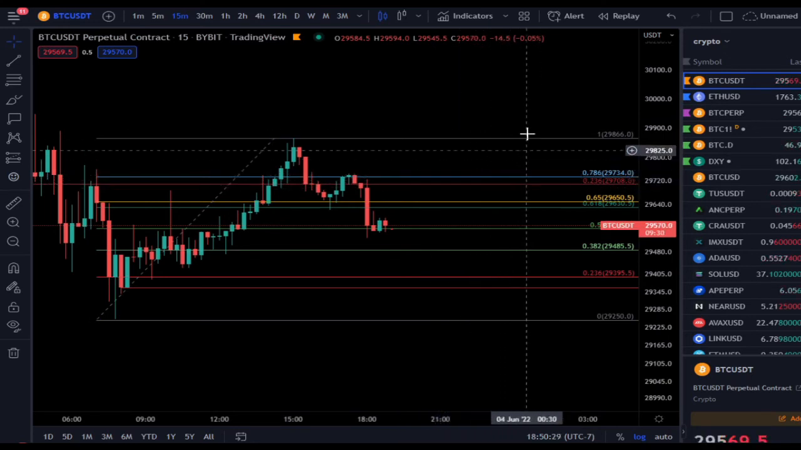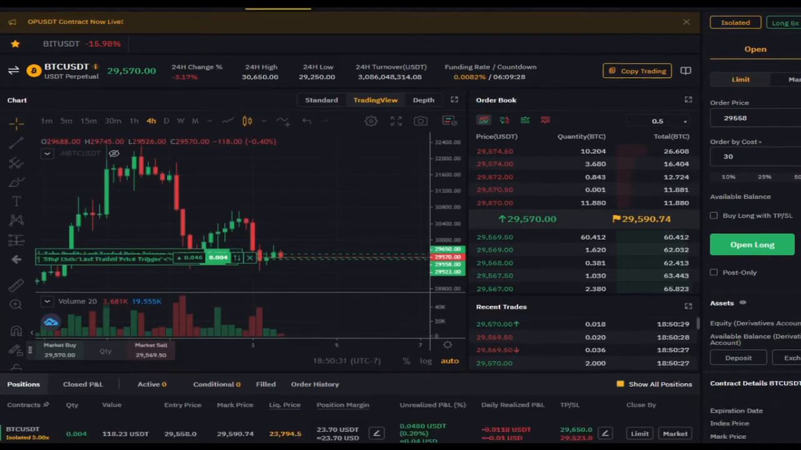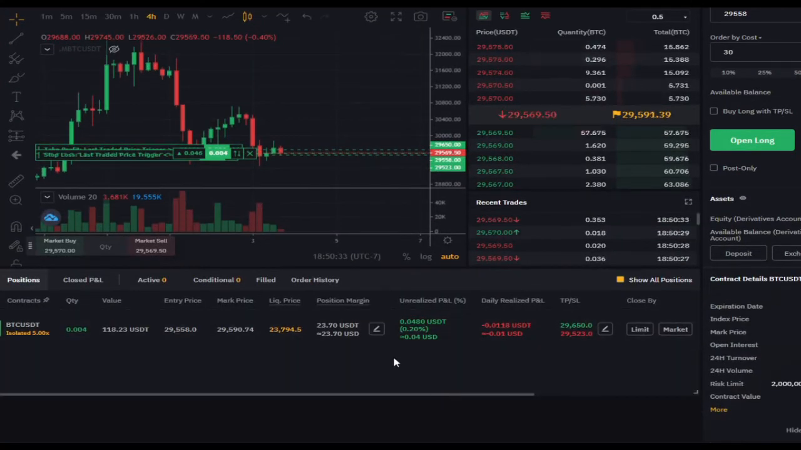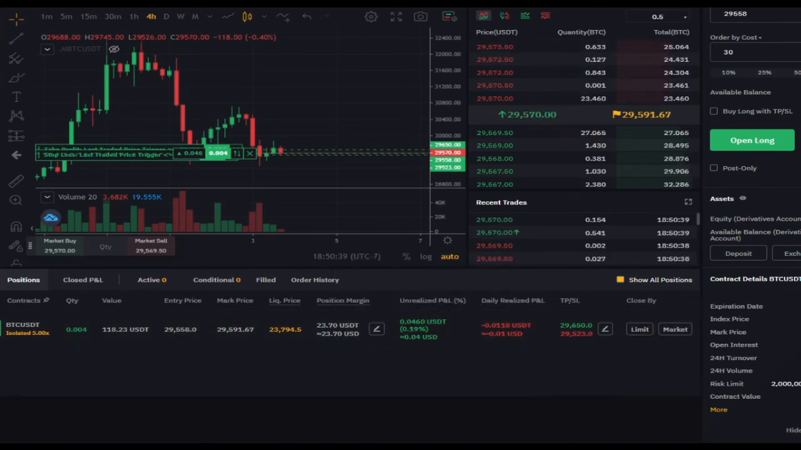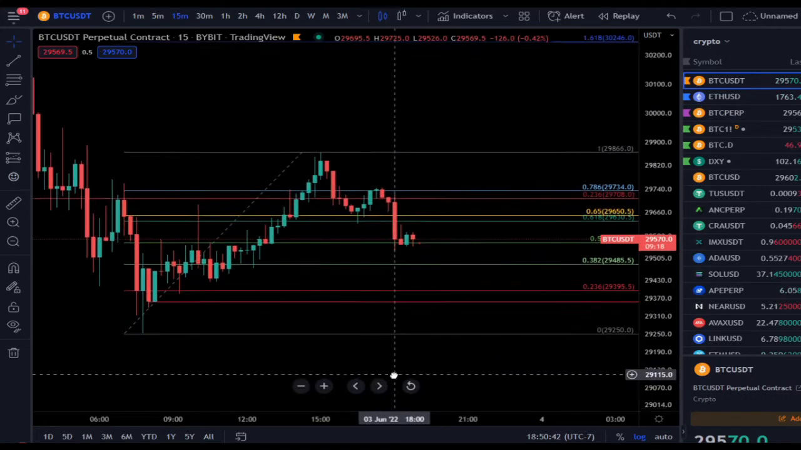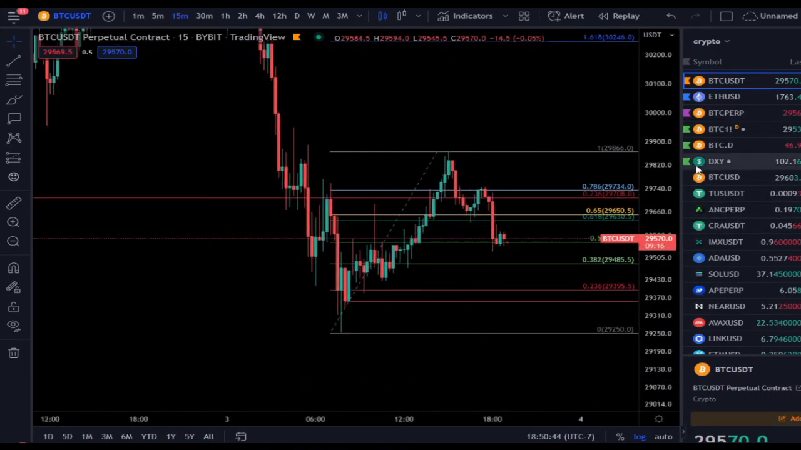So let's go back here. I think we got stopped. Did we get stopped out? Oh no, we're in profit still. What? 29,558. Okay. So the trade that I really want, since we're in a downtrend, right?